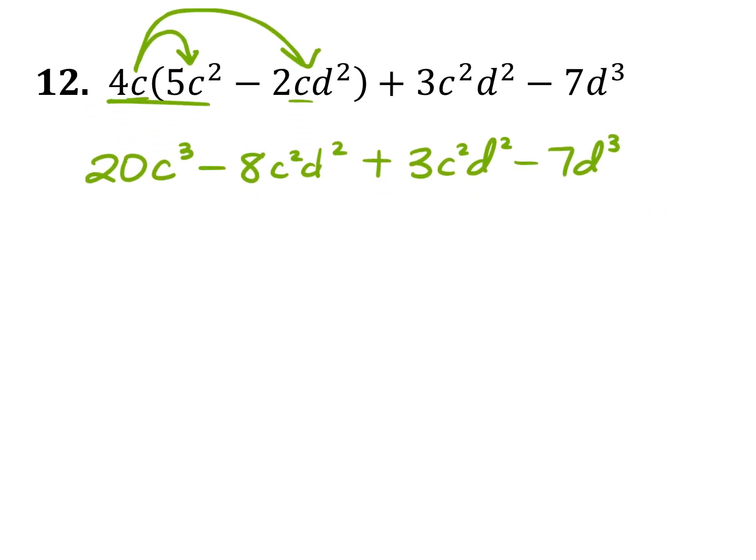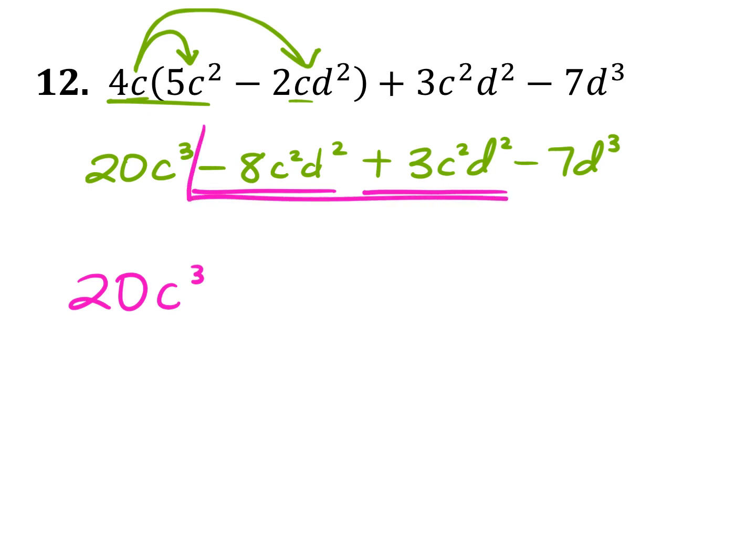Can you simplify anything here? Yep, as long as your exponents are identical and your variables, then you can combine them. So 20c cubed, what does this become?